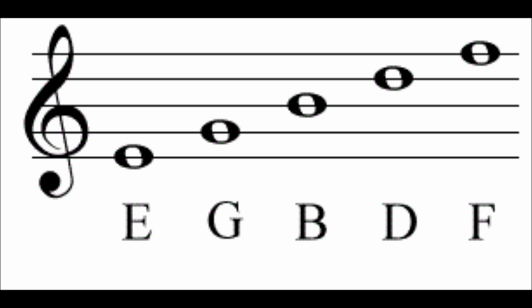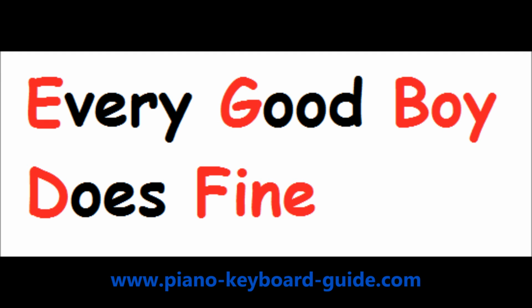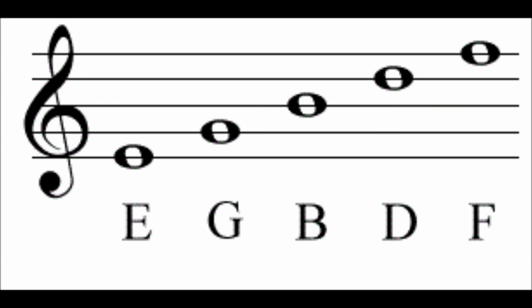G, B, D, F. From bottom to top, what are the note names for the 5 lines? The answer is E, G, B, D, F. There's an easy way to remember this. You can use the phrase, every good boy deserves fudge, or every good boy does fine.